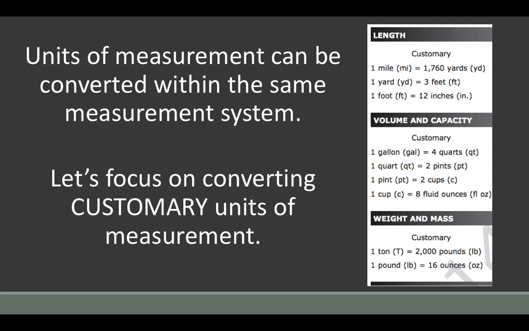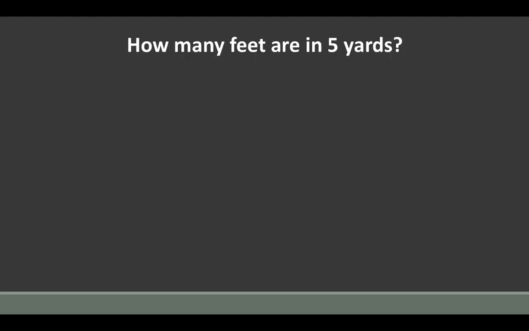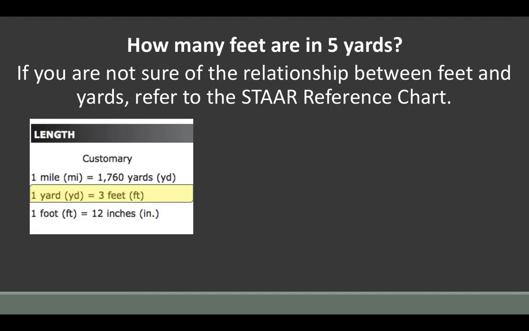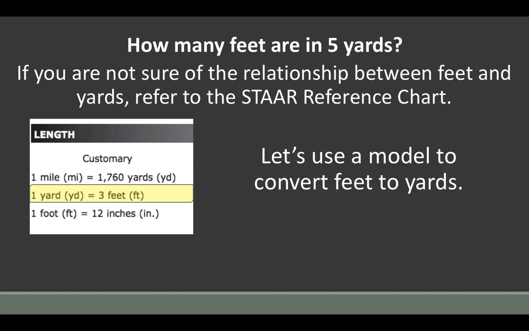So when you look on your star reference chart, you'll see, just like the picture on the screen, these conversions for you: 1 mile equals 1,760 yards, 1 gallon equals 4 quarts, 1 ton equals 2,000 pounds. So we're going to look at how many feet are in 5 yards. If you're not sure of the relationship between feet and yards, refer to the star reference chart. It's listed right there for you.